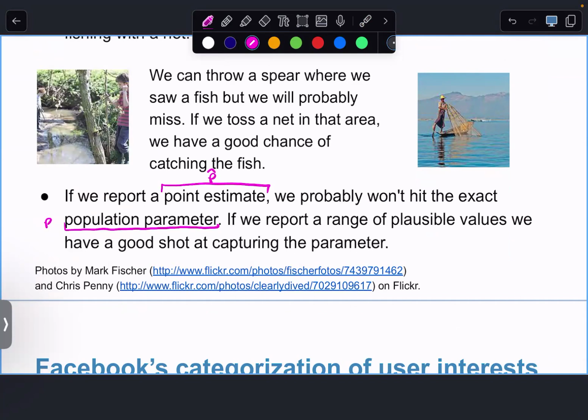Notice how this is general. And that's because the confidence intervals, we're going to be able to apply these same concepts to any confidence interval that we want to build. Okay. And so we probably won't hit the exact population parameter, but if we report a range of plausible values, then we have a good shot at capturing this parameter.